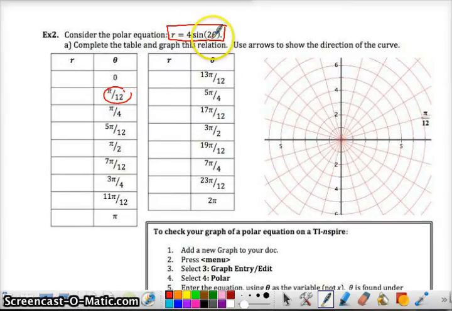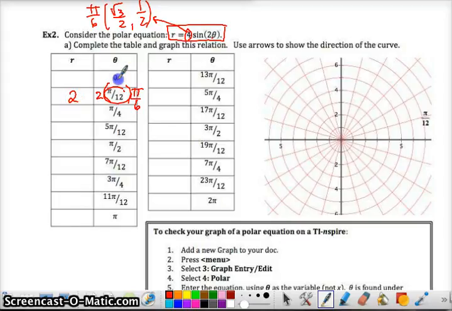Why are they pi over 12? Because when we plug in pi over 12, we multiply it by 2, and it ends up being pi over 6. And sine at pi over 6 is what? Well, it's 1/2. So when we multiply 4 times 1/2, we get 2 there. Sine of 0 is 0. So go ahead and continue, fill out the table, graph the polar equation, graph the trig equation down here, and then see if yours matches up with mine. And then we'll talk about the differences between the cosine and the sine curves.